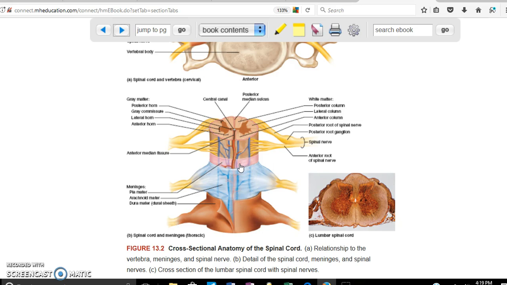So what protects your spinal cord? Well, basically we said we have the terminal filum that anchors the spinal cord to the bottom and into the sacrum.